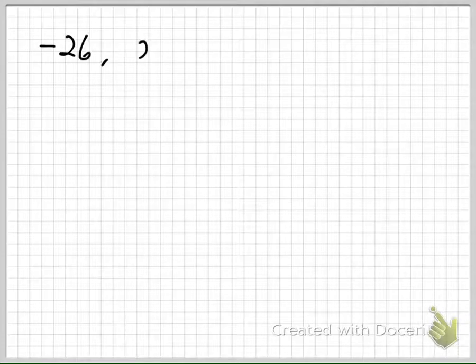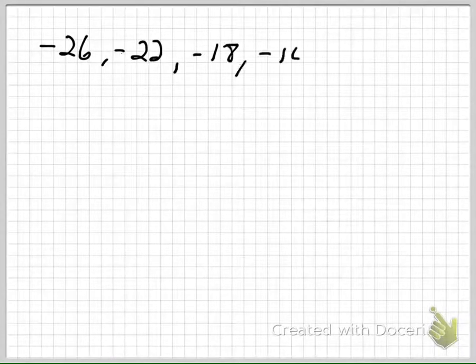Okay, so let's look at an example here. Let's make sure you have this. You tell me this. First of all, you're going to tell me whether or not it's arithmetic, and then if it is, you're telling me the common difference. So we have -26, -22, -18, and -14. I want you to tell me if that's arithmetic, and if it is, what the common difference is. So do that right now.